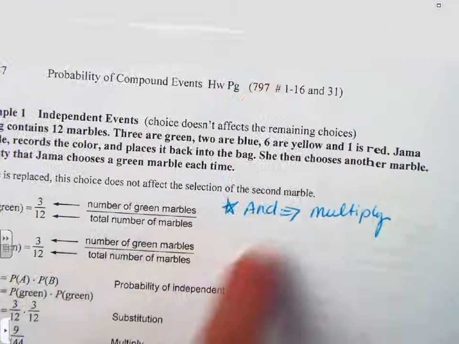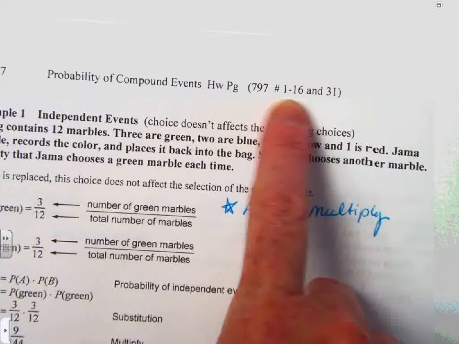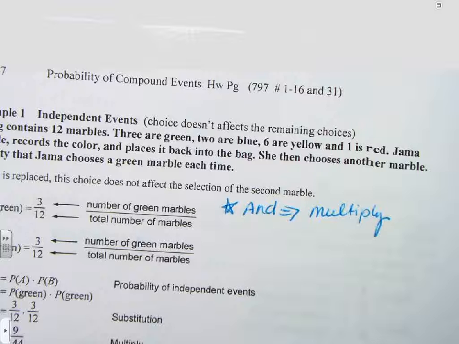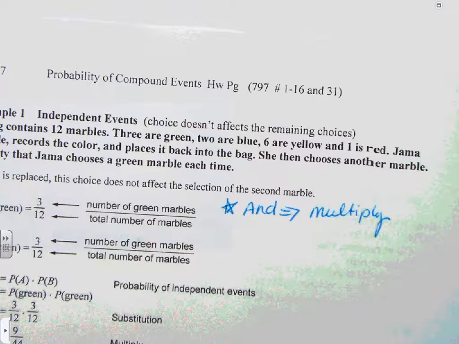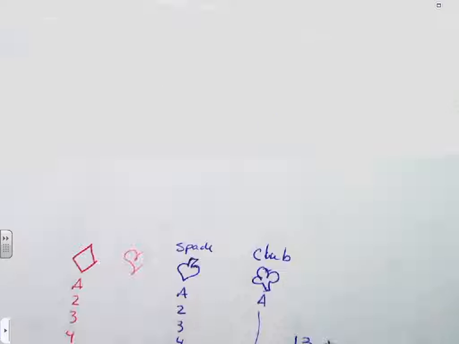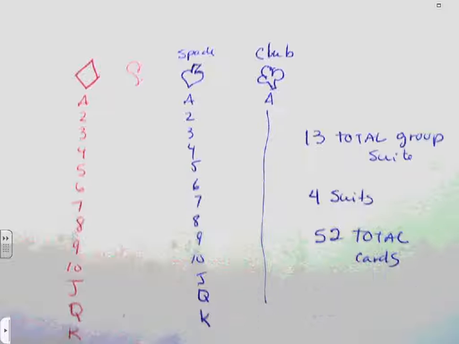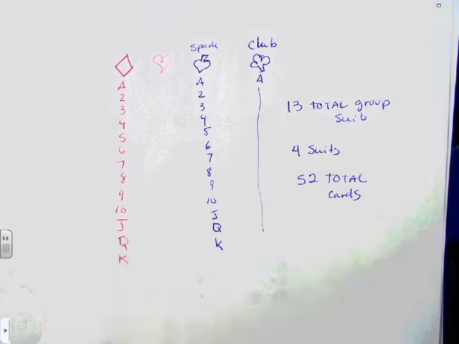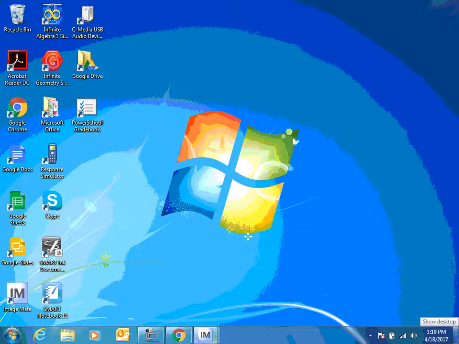The assignment is at the top of the page, 797, 1 through 16, and number 31. 31 is a Venn diagram. So if you struggle with reading that, let me know and I'll help you. It's in the book, so you can come see me if you need some help. I'll put the card thing back up there for you, so you have an idea of how many cards are in a deck, etc. Okay? Yes, sir.